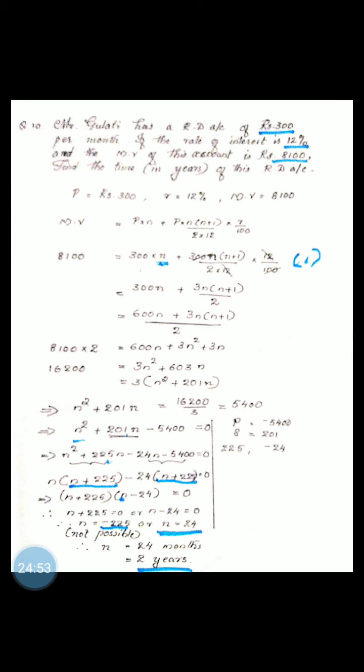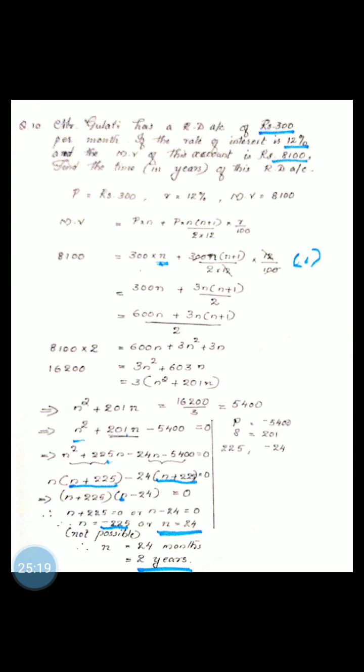Now transpose 5,400 to the left side, then you will get n square plus 201n minus 5,400 equal to 0. What type of equation is it? It is a quadratic equation, right? And we already studied how to solve a quadratic equation. So, using product and sum, you can solve this. Split the middle term by using product and sum.